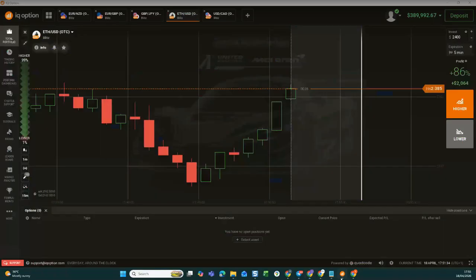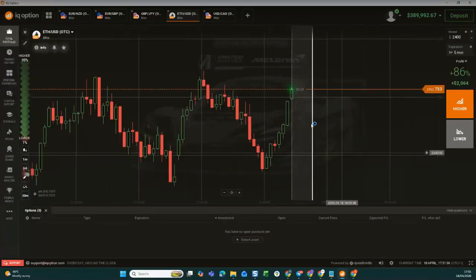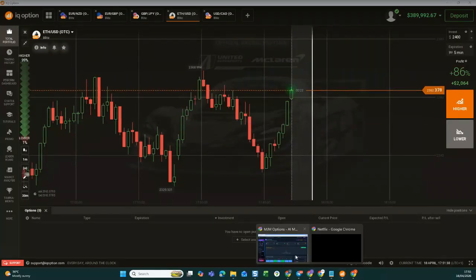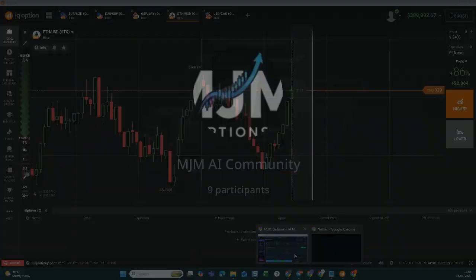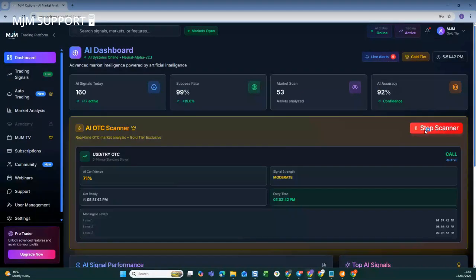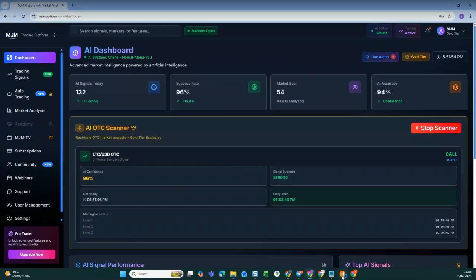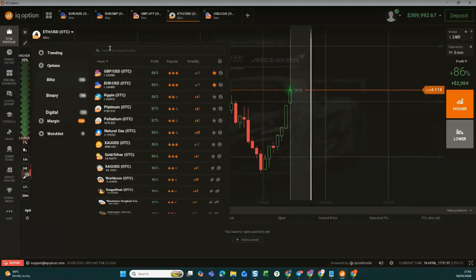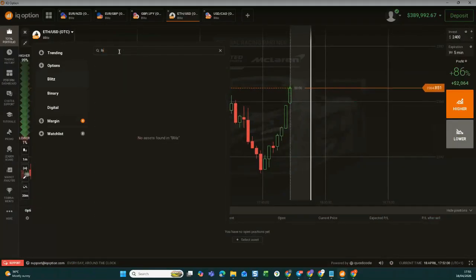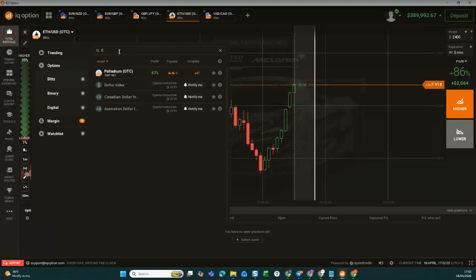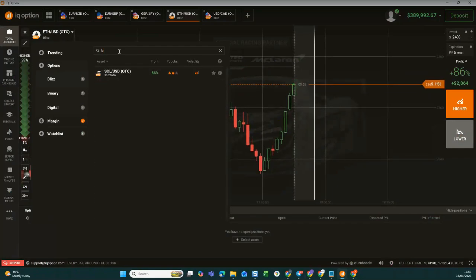So we won this signal. I didn't even know we won this signal. So let's go to the third one. We're going 88, 82, 96, and strong. 96 here and strong. So LTC USD, that's the best. So that is what? Litecoin. Make sure you search Litecoin. Just type in Litecoin.